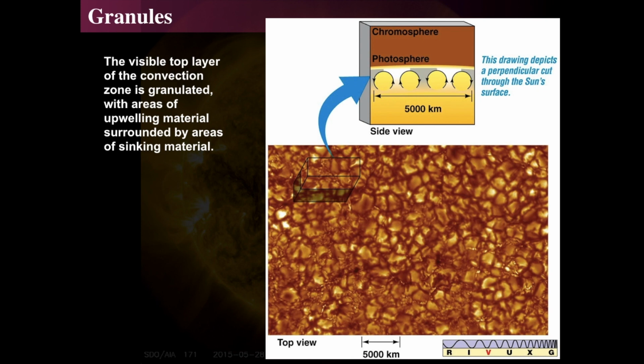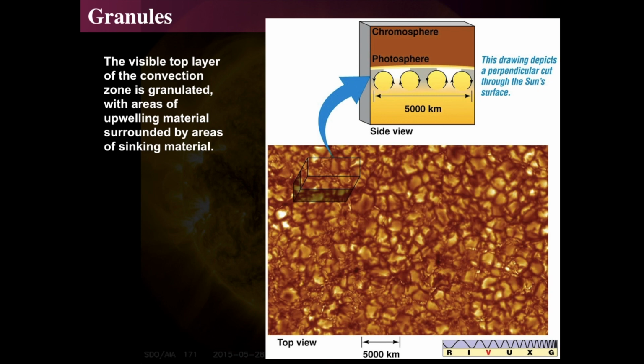So each one of those little nodules is actually the center of an upwelling flow, and the dark places between them are where the hot gas has cooled off and is now sinking back down. And the reason it's redder as opposed to yellow is because it's cooler. It has emitted its light, its heat, to space above it in the solar atmosphere, and it is now cooling off and sinking.